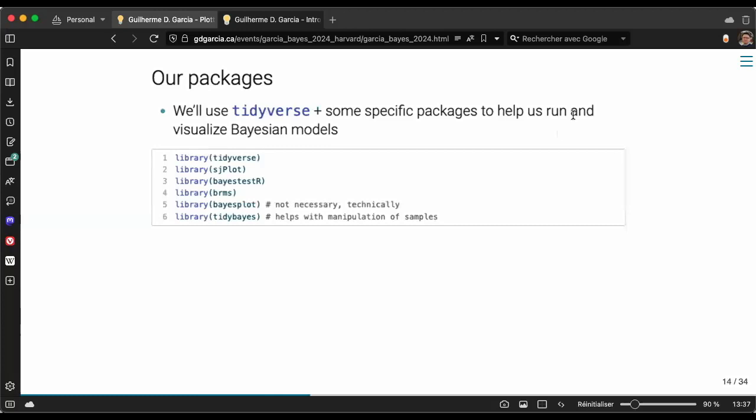All right, so I'll use tidyverse, of course, and some other packages. I think bayesplot is not necessary here, but it's just because brms already includes a lot of the functions from that package. Have you used brms already? Maybe? Some of you, yes? Okay.